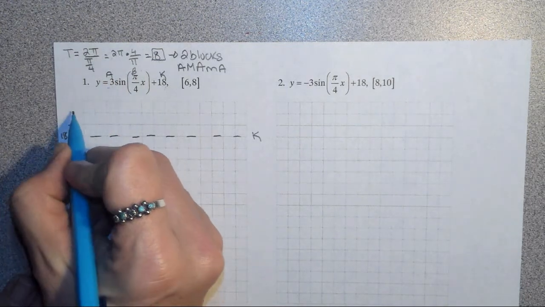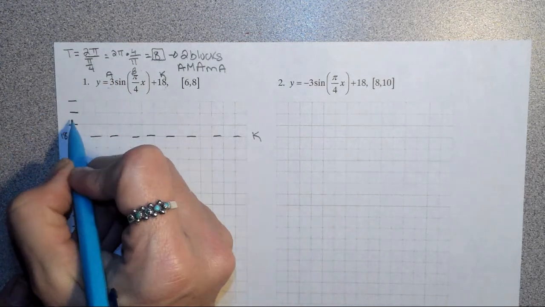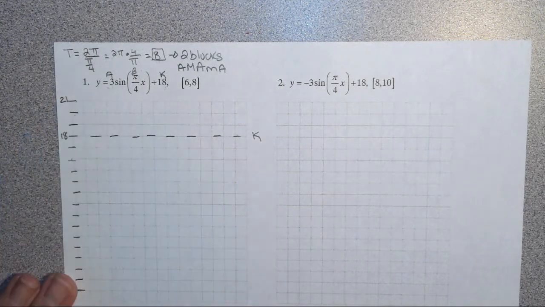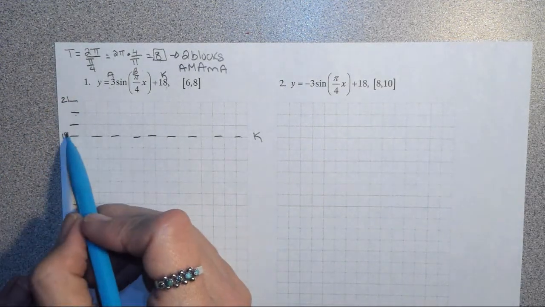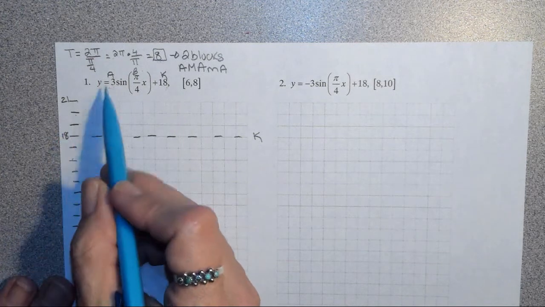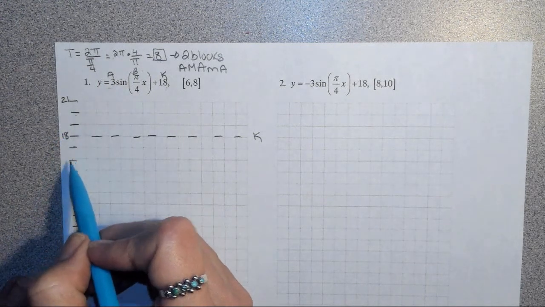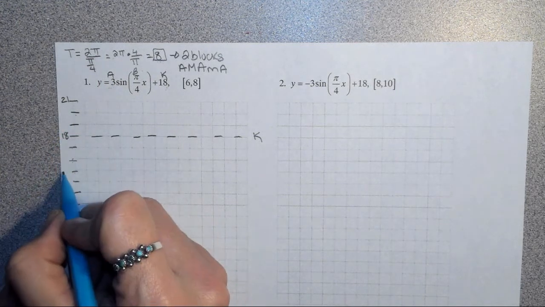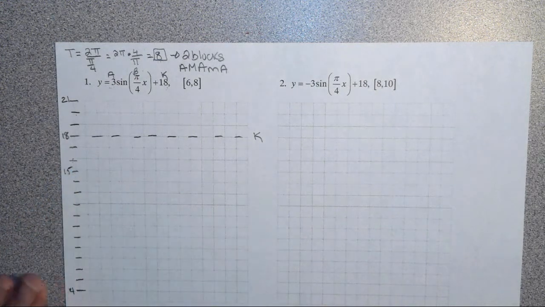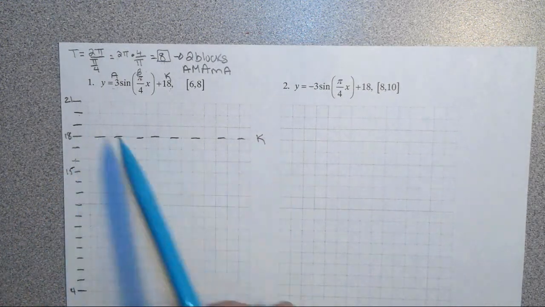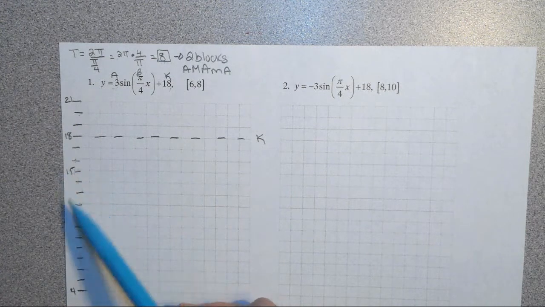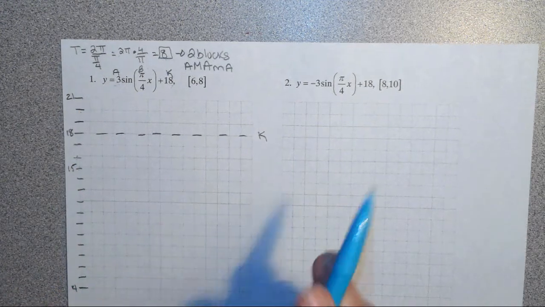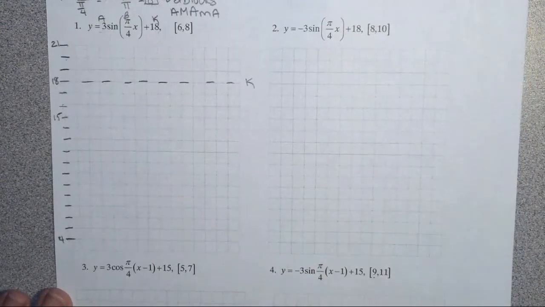So 3 above 18, 19, 20, 21, that's your maximum. I expect that to be labeled. I also expect your minimum to be labeled, which will be your amplitude, 3 below it. So 17, 16, and 15. So my expectation is that you're going to have the K labeled, the maximum labeled, and the minimum labeled first. Now what I'm going to do is go label my x-axis.